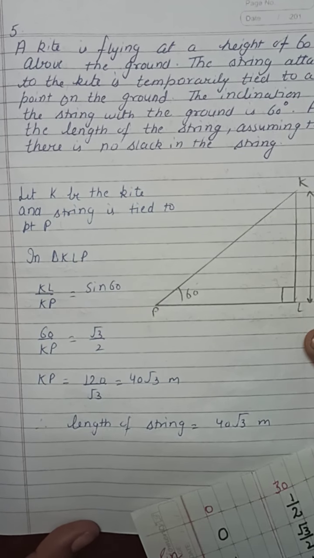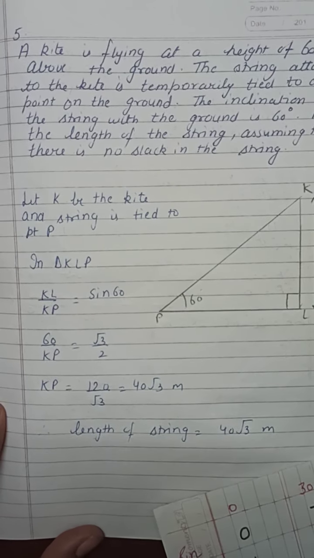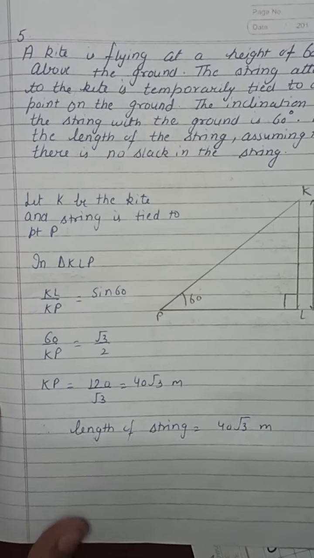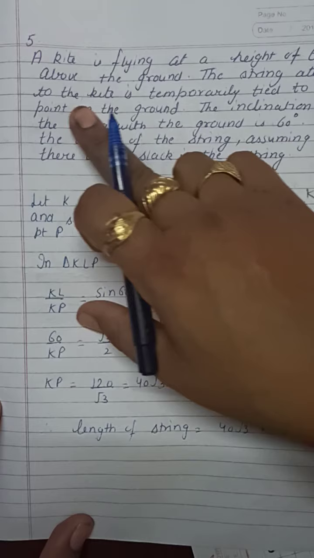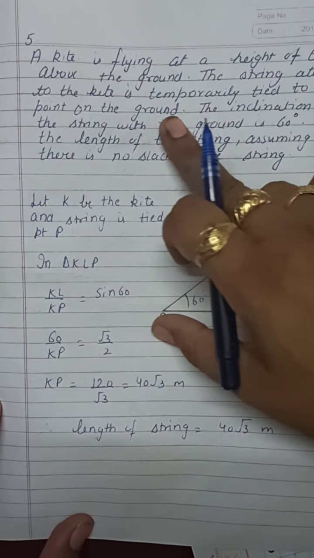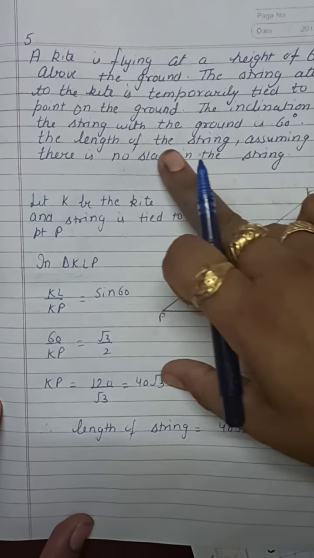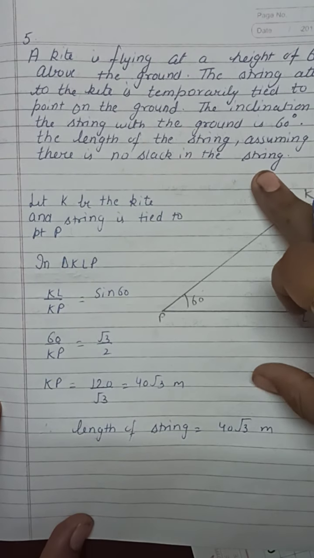What is given in this question? Look at the statement. A kite is flying at a height of 60 meter above the ground. The string attached to the kite is temporarily tied to a point on the ground. The inclination of the string with the ground is 60 degree. Find the length of the string assuming that there is no slack in the string.